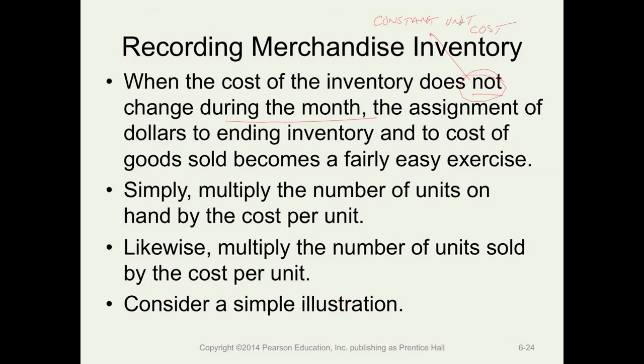So there's not much thought process to go through, because if you know that the unit cost never changes, and if you know the number of units you sold, just multiply it by that constant unit cost. Or if you know the number of units you have at the end of the accounting period, once again, you simply multiply that by that constant unit cost. So let's take a simple illustration. And by the way, the problem is going to be much greater when we have a change in unit cost and you have an allocation problem.